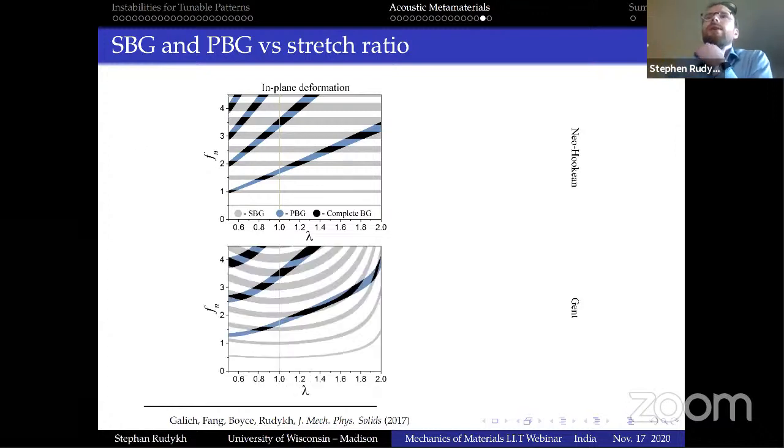However, you can see that for the Gent material, that one shows much more linearity, more of a stiffening effect, so to say. So you see that you have this tunability, and we'll get to that again. And so this is for 2D deformation.